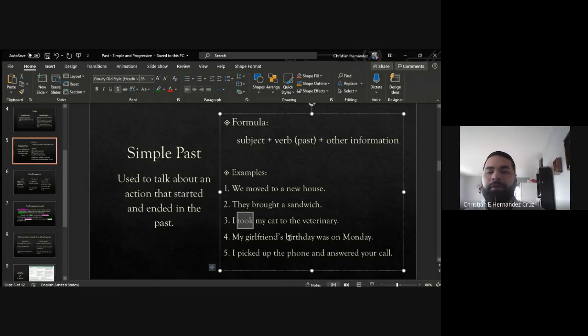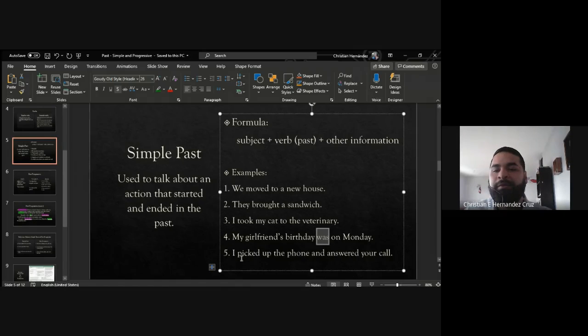4. My girlfriend's birthday was on Monday. The main verb here would actually be this be verb, was. Okay? If you have this be verb by itself acting as the only available verb, as the main verb, then this would be a simple past. If you had another verb that ended with ing, in that case, that would be another tense. We're not going to talk about that right now.